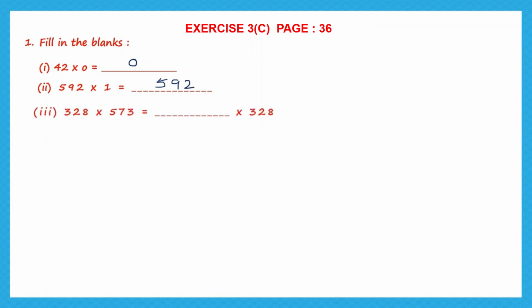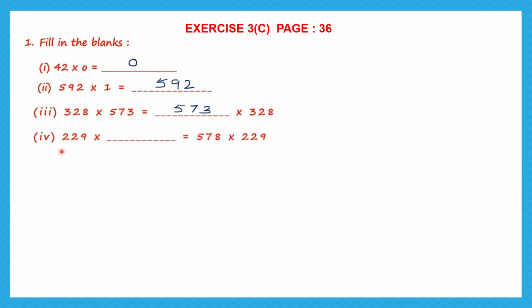328 into 573 is given on the left hand side, and on the right hand side we have only 328. So what is missing here is 573. Now this is the commutative property where the order has been changed. Here 328 is written first, here it's written second. So 573 will come in this place. So let's write that. 573.